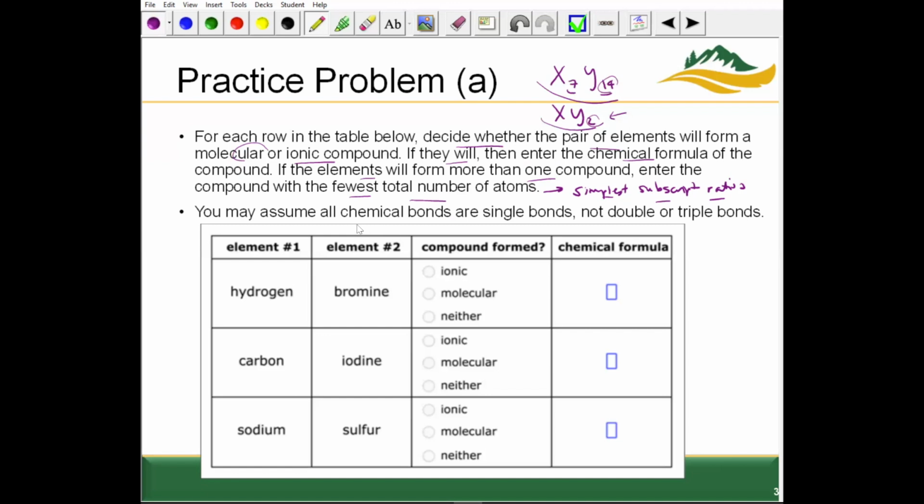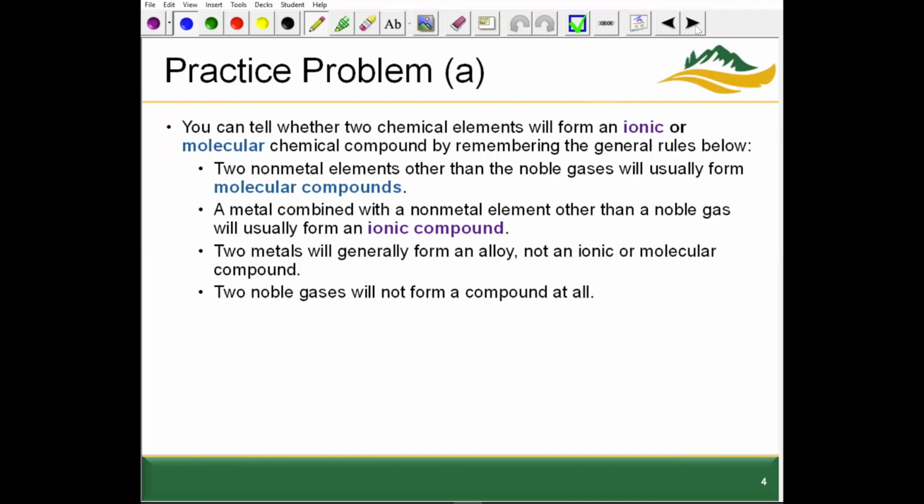Then we need to assume that all chemical bonds between the two elements would be single bonds rather than double or triple bonds. So this will be somewhat of a review from earlier in the semester when dealing with molecular versus ionic compounds and naming those. So we can differentiate and tell whether they will form an ionic or molecular compound, or neither is an option as well. Two non-metal elements other than the noble gases will usually form molecular compounds.